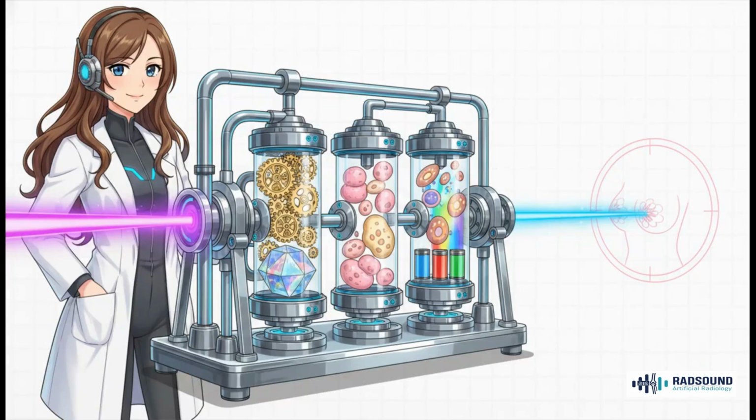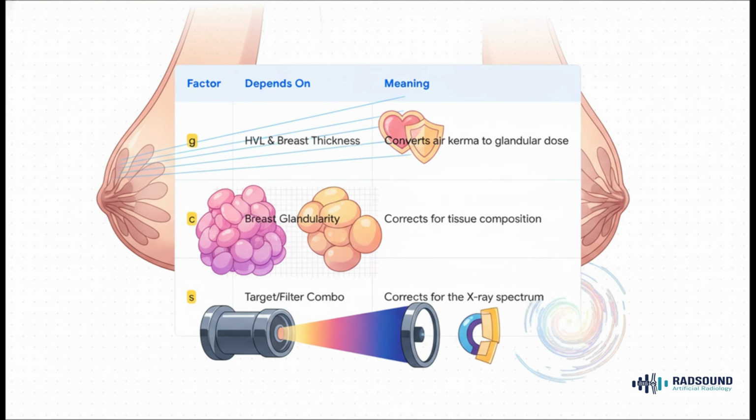So how do we actually calculate MGD? Well, the international standard is a really elegant formula called the Dance method. It all starts with a simple measurement called incident air kerma, which is basically the raw radiation dose measured in the air right before it hits the breast. Then the formula applies a series of super smart correction factors to figure out what that raw dose really means for the sensitive tissue inside. Let's break it down real quick.